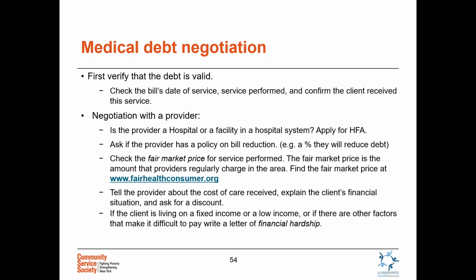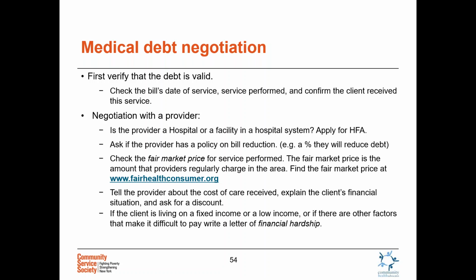Next, negotiation with a provider. Is the provider a hospital or a facility? Again, you want to try to apply for HFA first. Ask if the provider has a policy on bill reduction. Even if there's no HFA option, maybe it's not even a hospital bill, most providers that we have come across will offer some type of bill reduction or patient discount. Even if your client has insurance, sometimes the provider will apply their uninsured patient discount. So ask if that provider has that policy and if they will apply it.